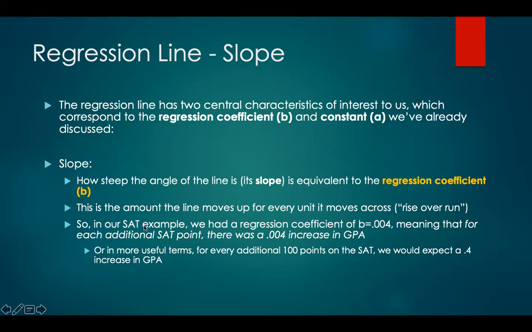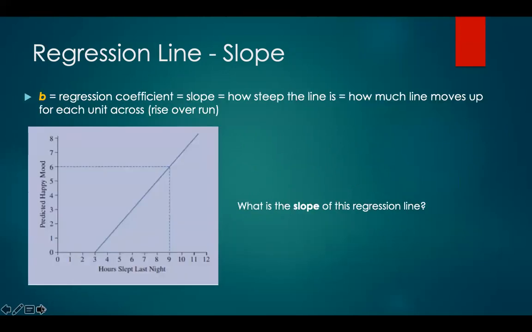So in our SAT example, we had a regression coefficient of 0.004, meaning that for every additional SAT point, there was a 0.004 increase in GPA. Or in more useful terms, for every additional 100 points on the SAT, we could expect a 0.4 increase in GPA. So b equals the regression coefficient, or the slope, or how steep the line is, or how much the line moves up for each unit across, rise over run.